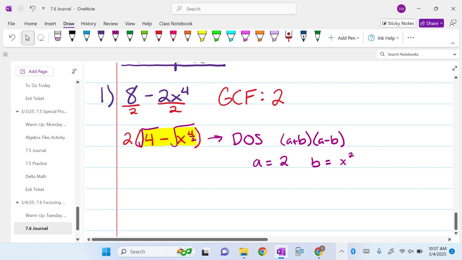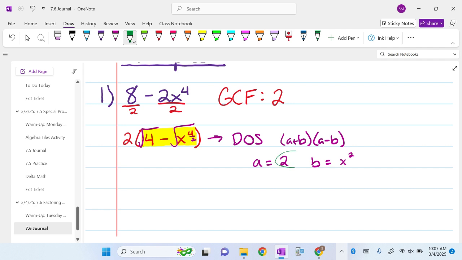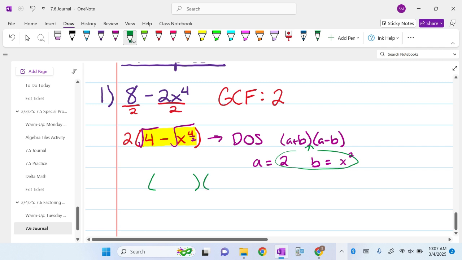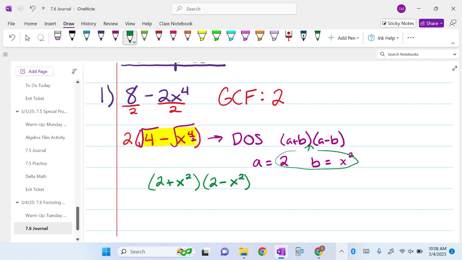All right. So, what would my two factors be, my a and b? So I got my a and my b value. So now I need to put it back into this formula. So what would my two new factors be? So a plus b, what are my a and b values? 2 plus x squared. Okay, that's the first. What's the second one? 2 minus x squared. There you go. So we get a factor of 2 plus x squared, 2 minus x squared.